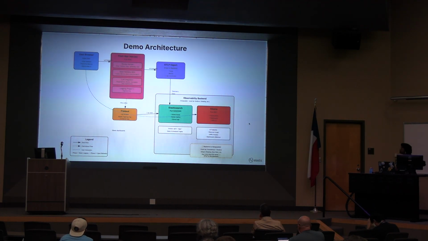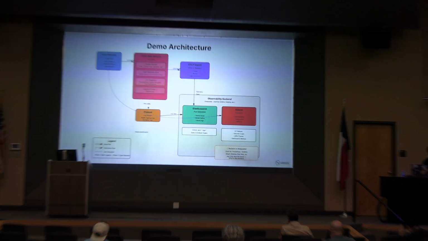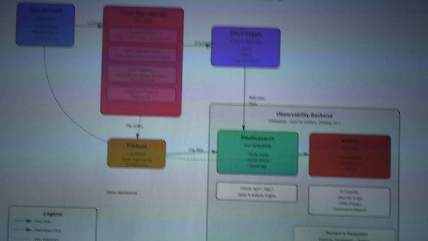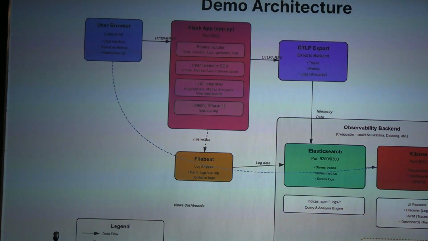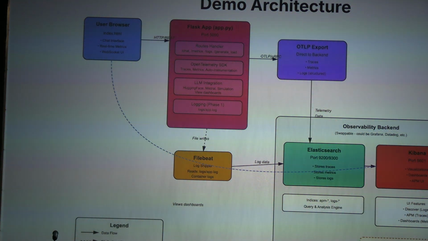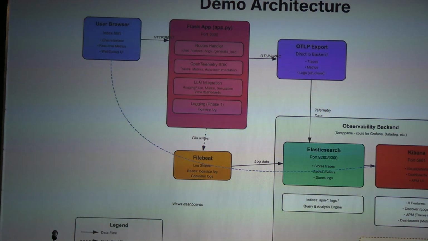Let me just walk you through how this architecture works. It all starts in that top left-hand corner. A user interacts with our chat interface through their browser. They ask a question to our LLM application. That HTTP request hits our Flask application running on port 5000. I'm running on port 5000 because it was a local instance. Of course, there are so many ports that you can run from.